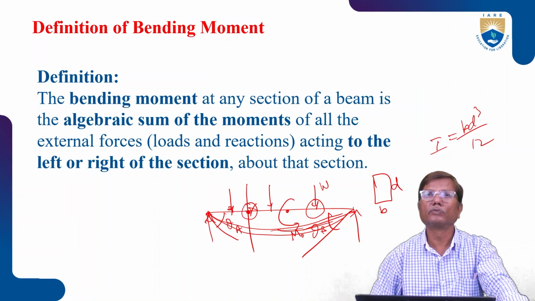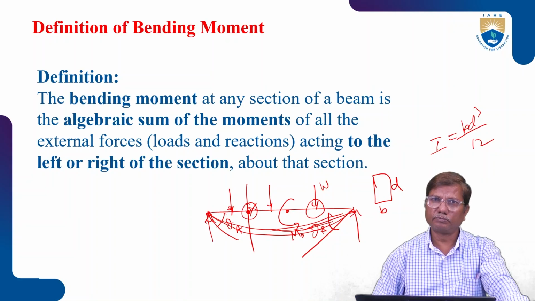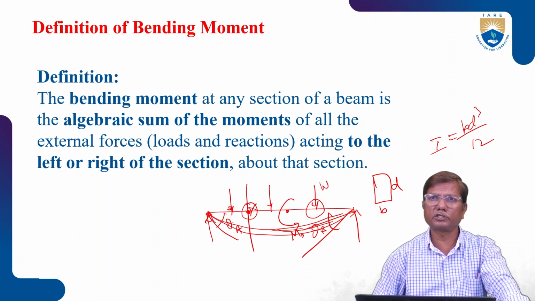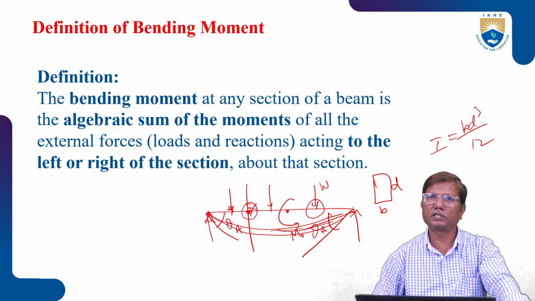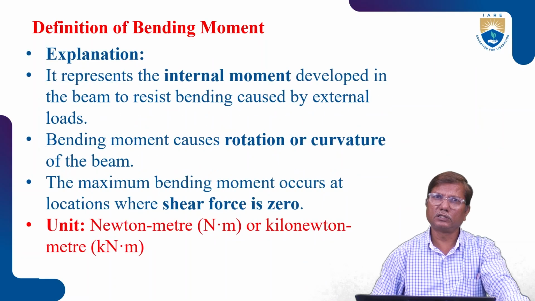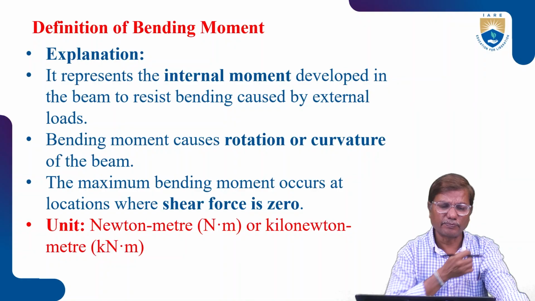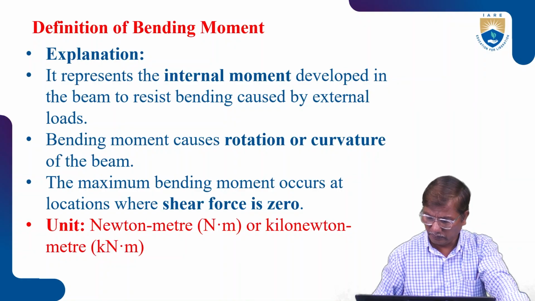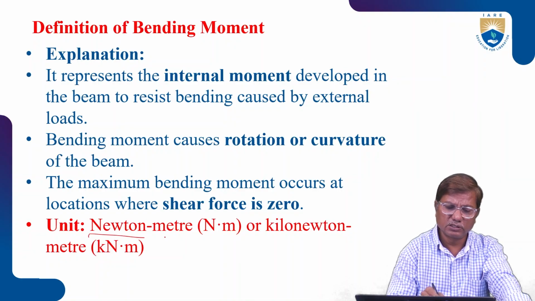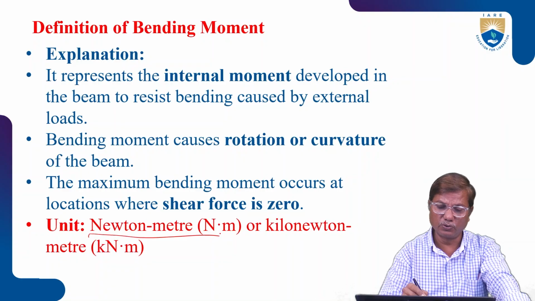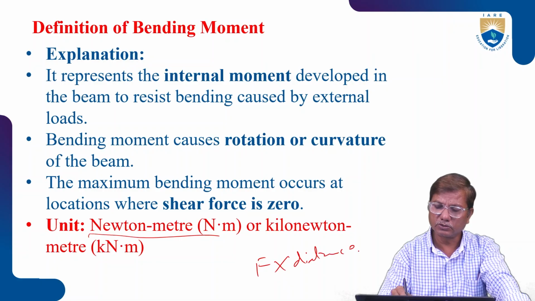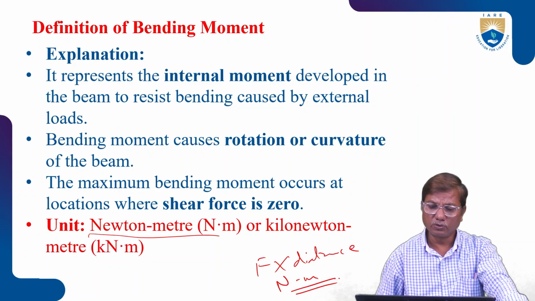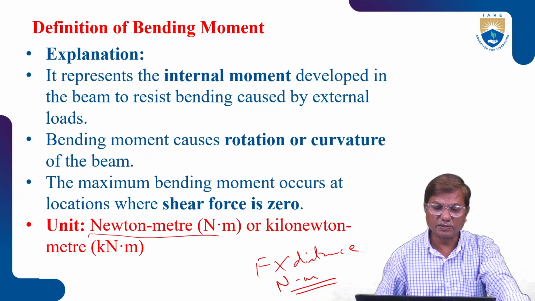So this is bending moment and is calculated as the algebraic sum of moments of all the external forces, including reactions, acting either to the left or to the right of the section. And it will have the units Newton meters, that is force into distance. Moment is force into distance, so it will have the units of Newton meters or kilonewton meters.